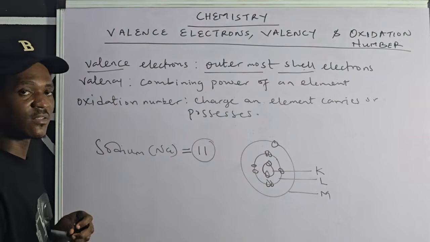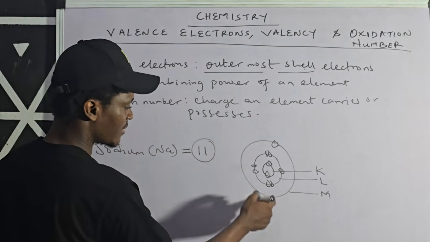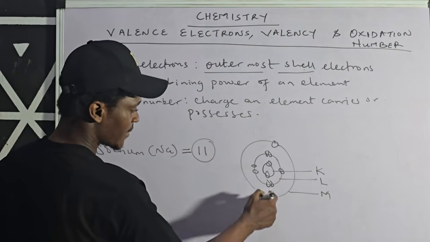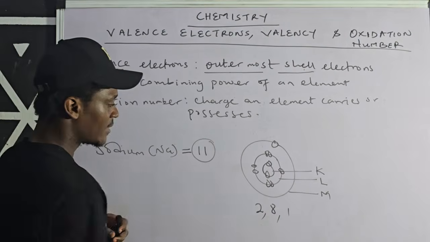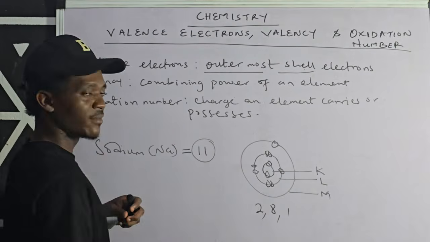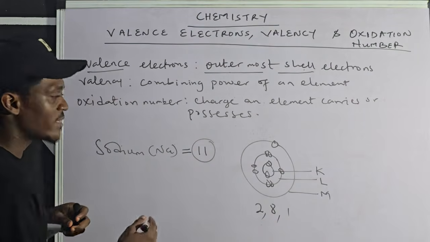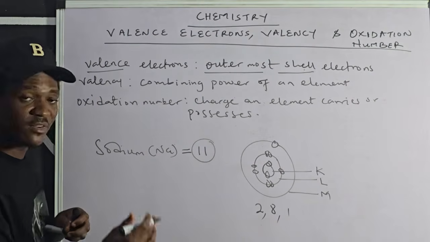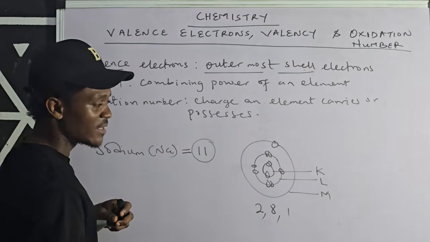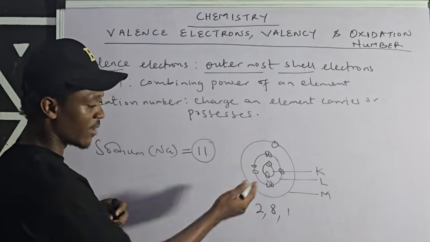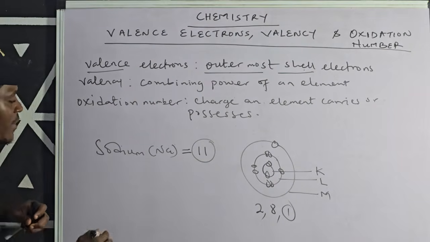So I'll put the last one in the next shell because the other shell is complete with 8 electrons. If I want to represent the number of electrons per shell, I will say 2 electrons in the K shell, 8 in the L shell, then the last one is 1. Look at it: 2, 8, 1. If you are told we have 3 shells here, the innermost shell is K, while the outermost shell is M. If you are asked what the valence electrons of a sodium atom are, it's very easy. Since the outermost shell is M, how many electrons are there in the outermost shell? It's obviously 1. So the valence electrons of sodium will be 1. Is that easy?